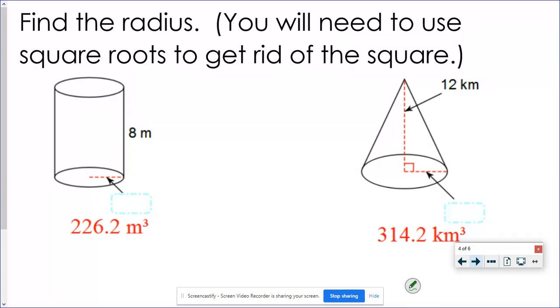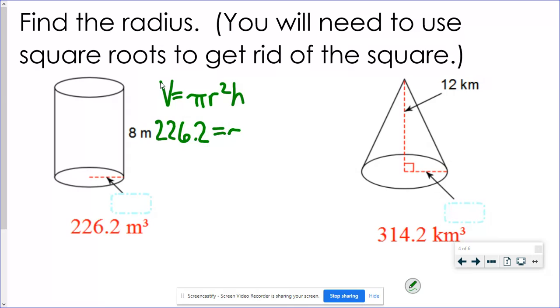So, volume of a cylinder, pi r squared h. I've said this every lesson so far. Please start by writing down your formula. If you don't, you will most likely forget about the 1/3 at times with the cones or something like that. So just be careful here. The volume I know is 226.2.